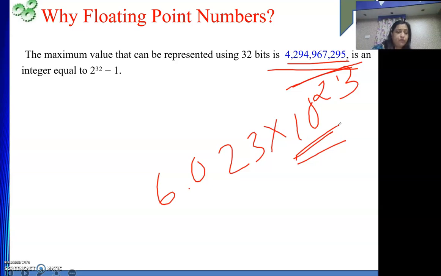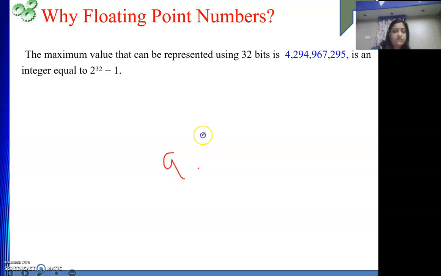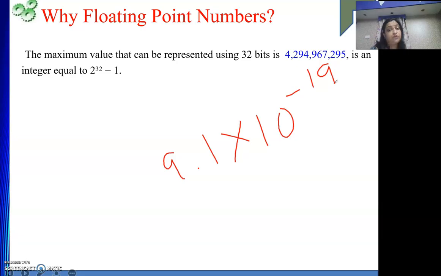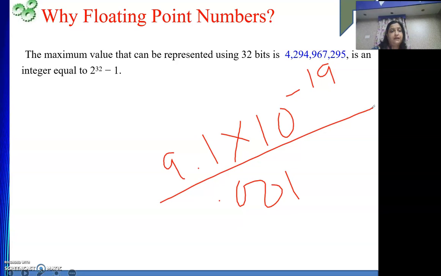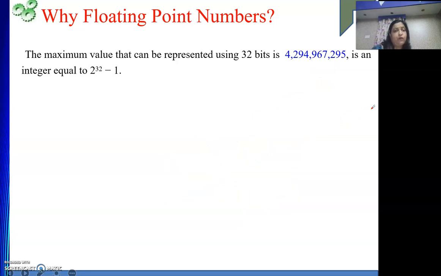Another number we have come across is 9.1 into 10 to the power minus 19, the mass of an electron. This is a very small number. In the traditional method of representing floating point numbers, like 0.001, we cannot represent such a small number. And we have mostly our word length as 32 bit, and using that number of bits, I need to represent my operands.